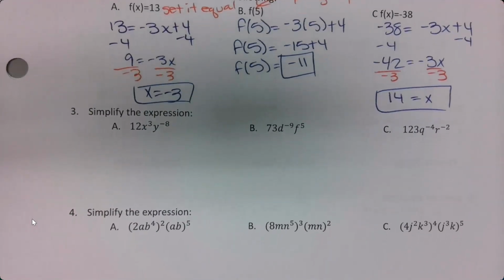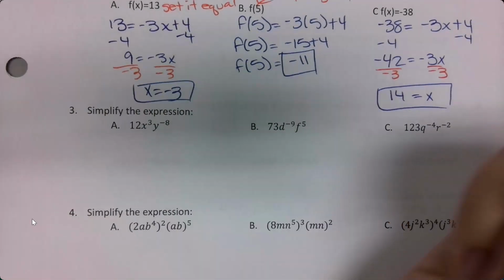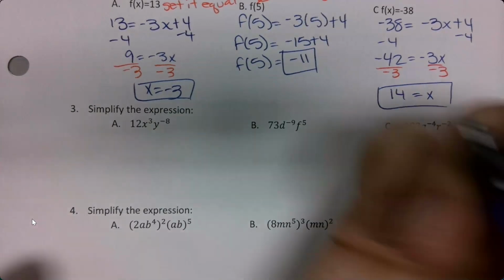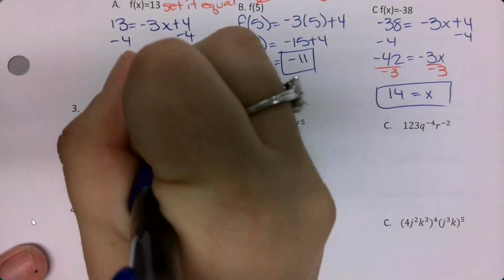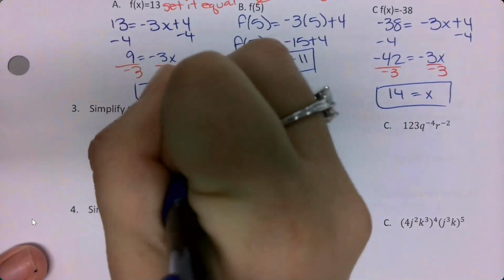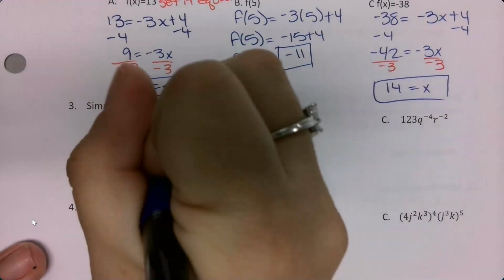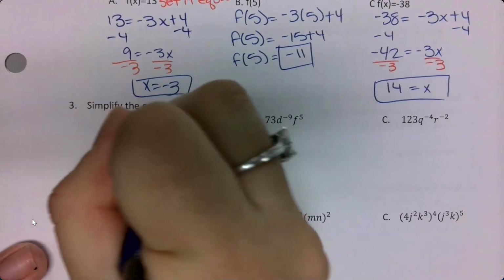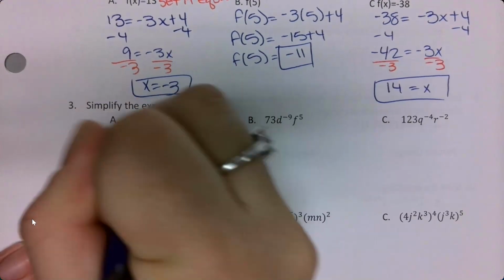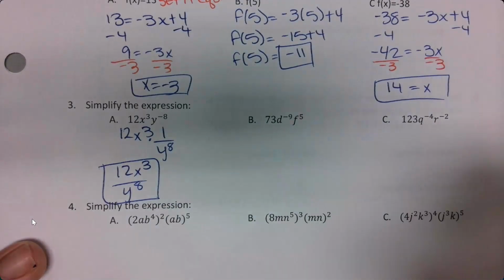Okay, number 3 wants me to simplify each expression. So I want to get rid of negative exponents. This is the same thing as 12x cubed times 1 over y to the 8th, because remember negative exponents turn it into a fraction. Then I just multiply all the way across, so I'm going to have 12x cubed over y to the 8th. Next one, same idea.